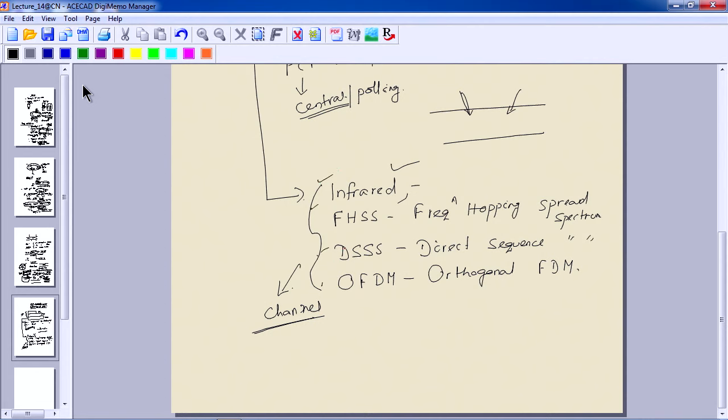Next we will see how the MAC layer, the PCF and DCF, work on this. We will see in the next class.